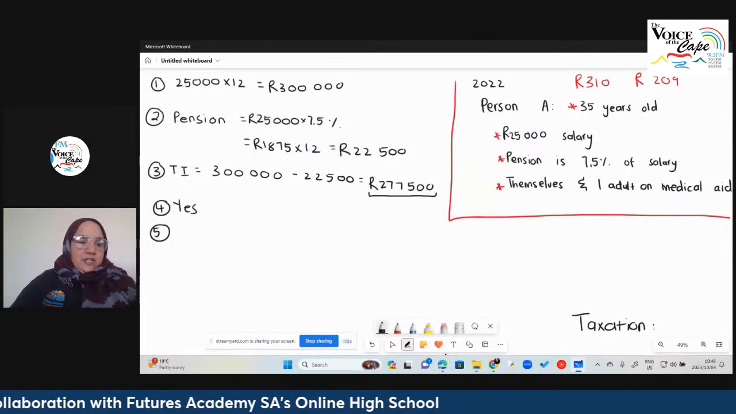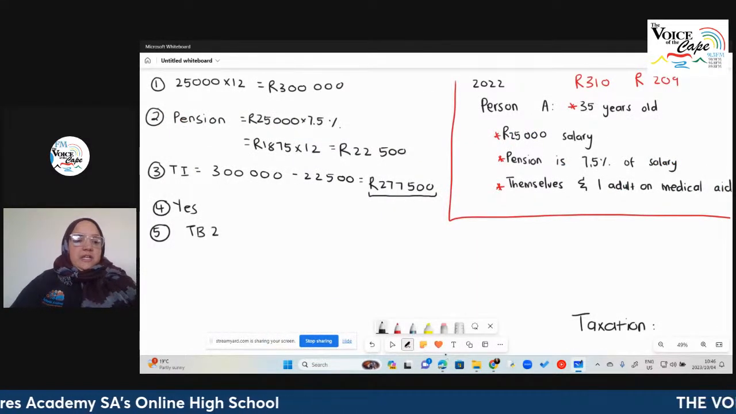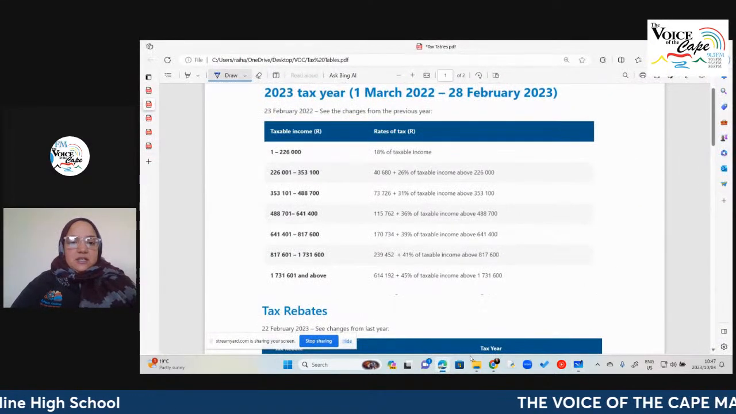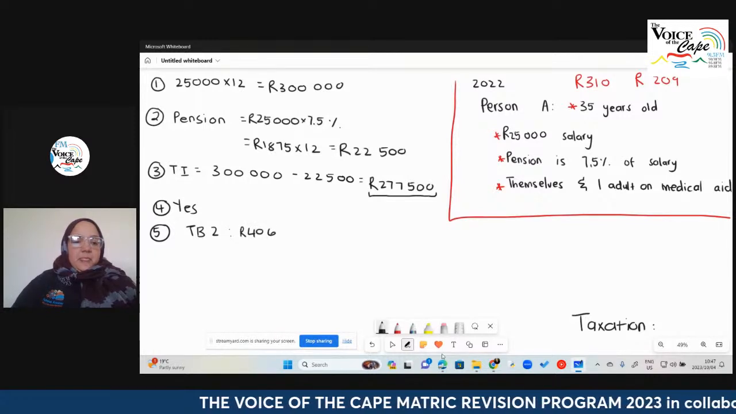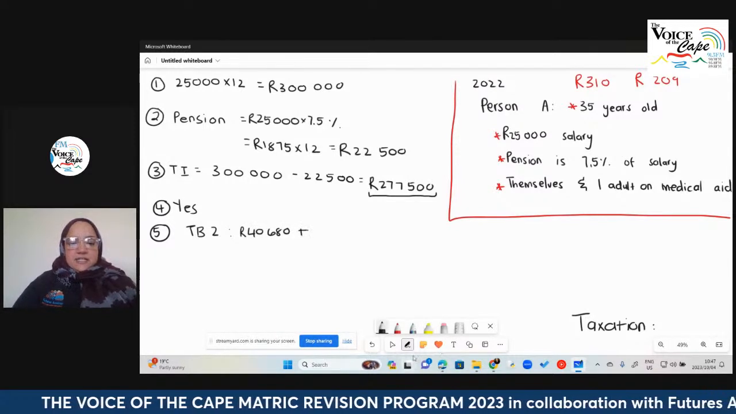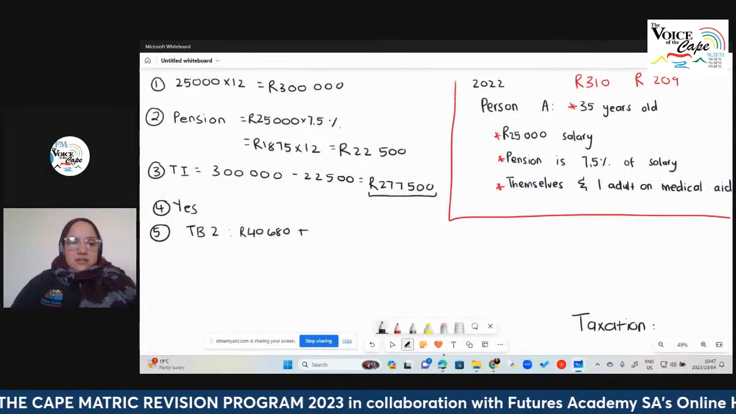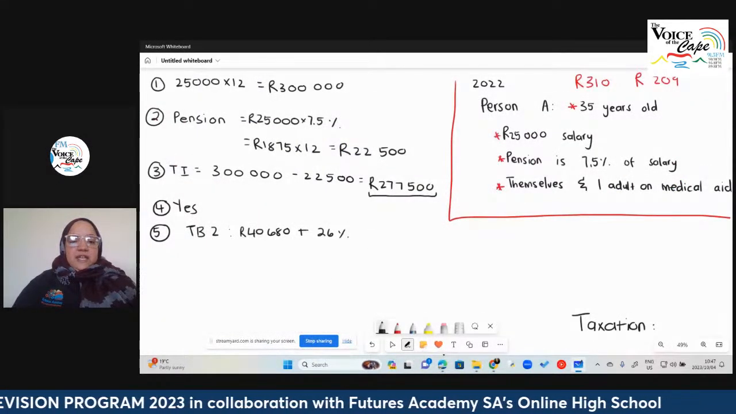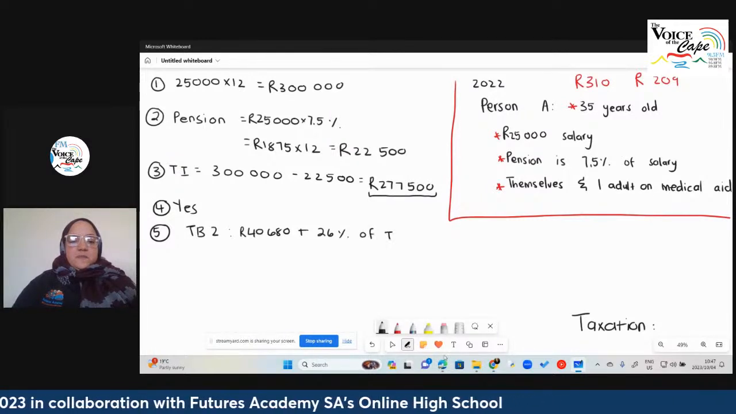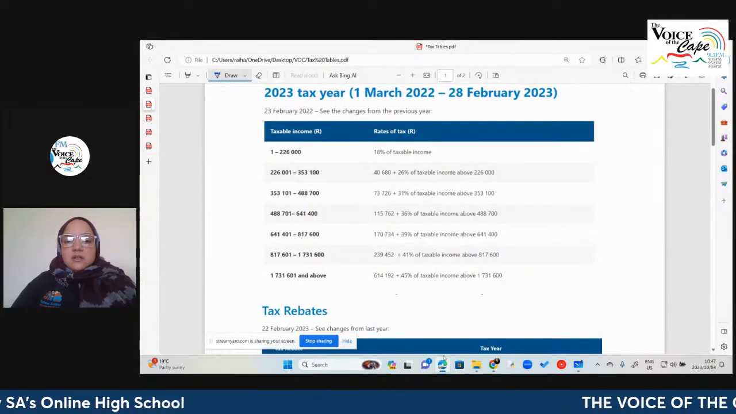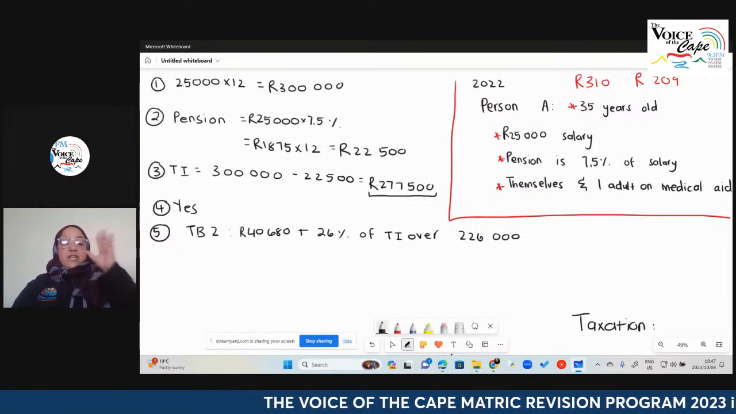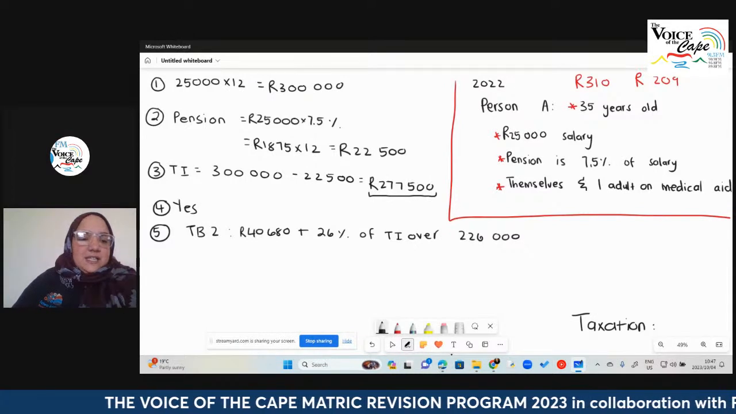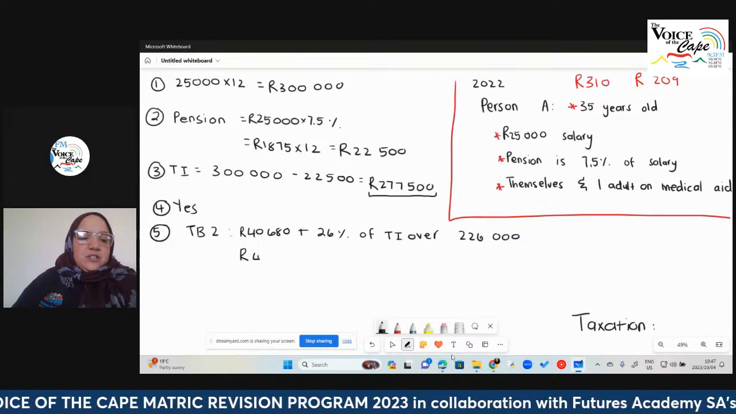So we're going to go to tax bracket 2, and the formula is 4068 plus 26% of the taxable income over 2260. Okay, so that's the formula. And if I were to rewrite this as a formula without words, it would be this.